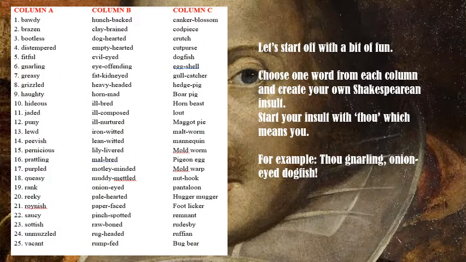Okay, so let's start off with a bit of fun. What I would like you to do is choose a word from each column and create your own Shakespearean insult. So start your insult with thou, which means you, and then choose one word from column A, join it to a word from column B, and then add that to column C. So my example is thou gnarling onion-eyed dogfish. Okay, so that's my Shakespearean insult.